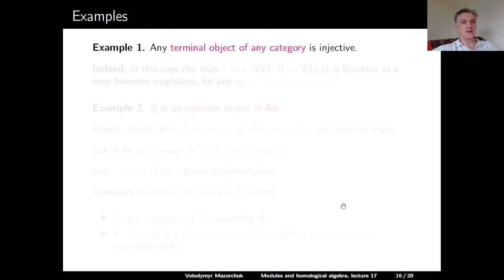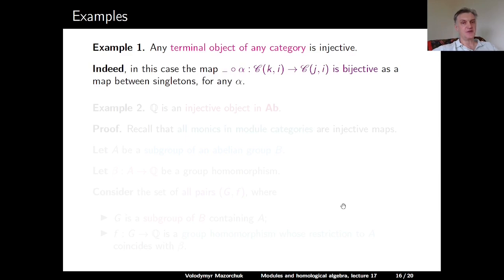Examples. Example 1. Any terminal object of any category is injective. Indeed, in the case of a terminal object, the map of precomposition with alpha from C(K,I) to C(J,I) is bijective because it's a map between singletons.